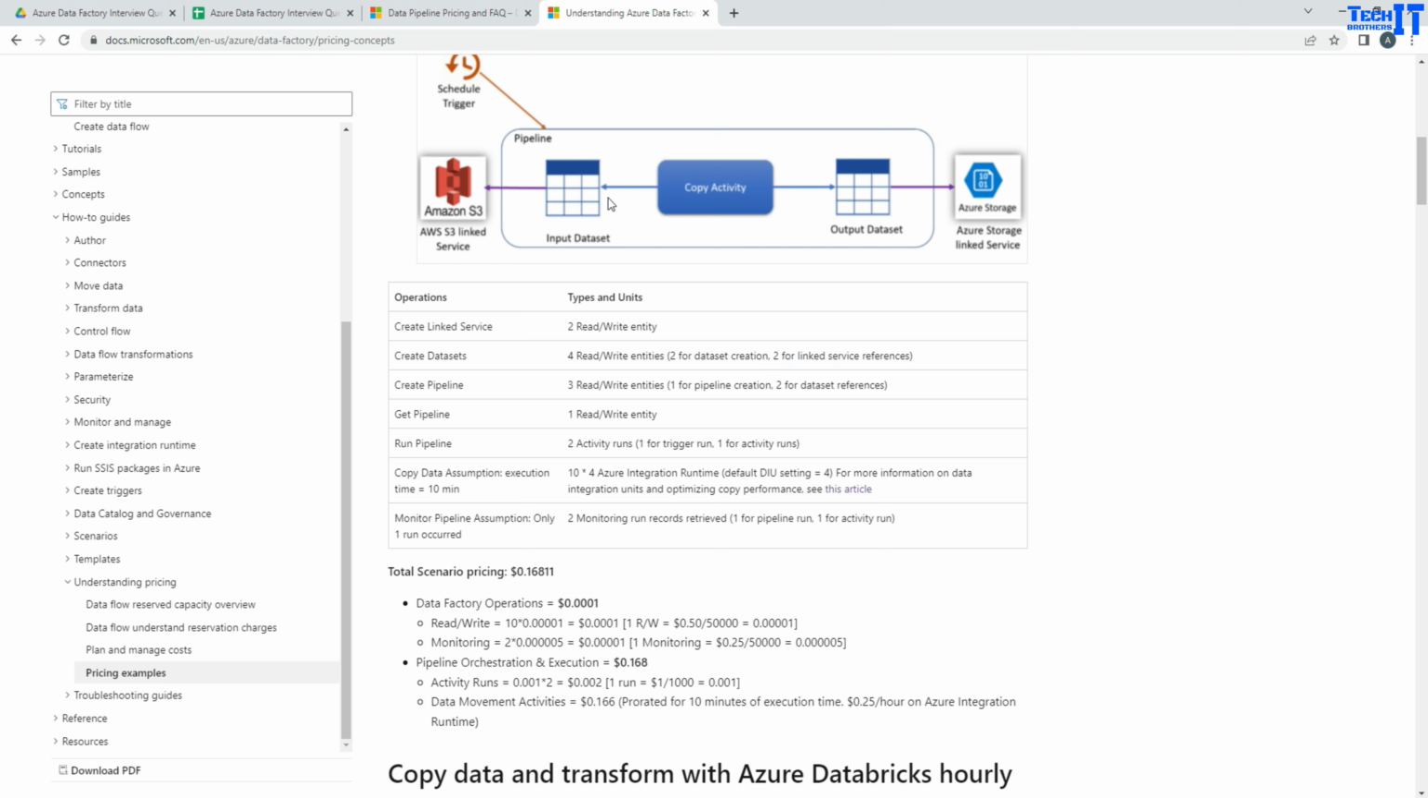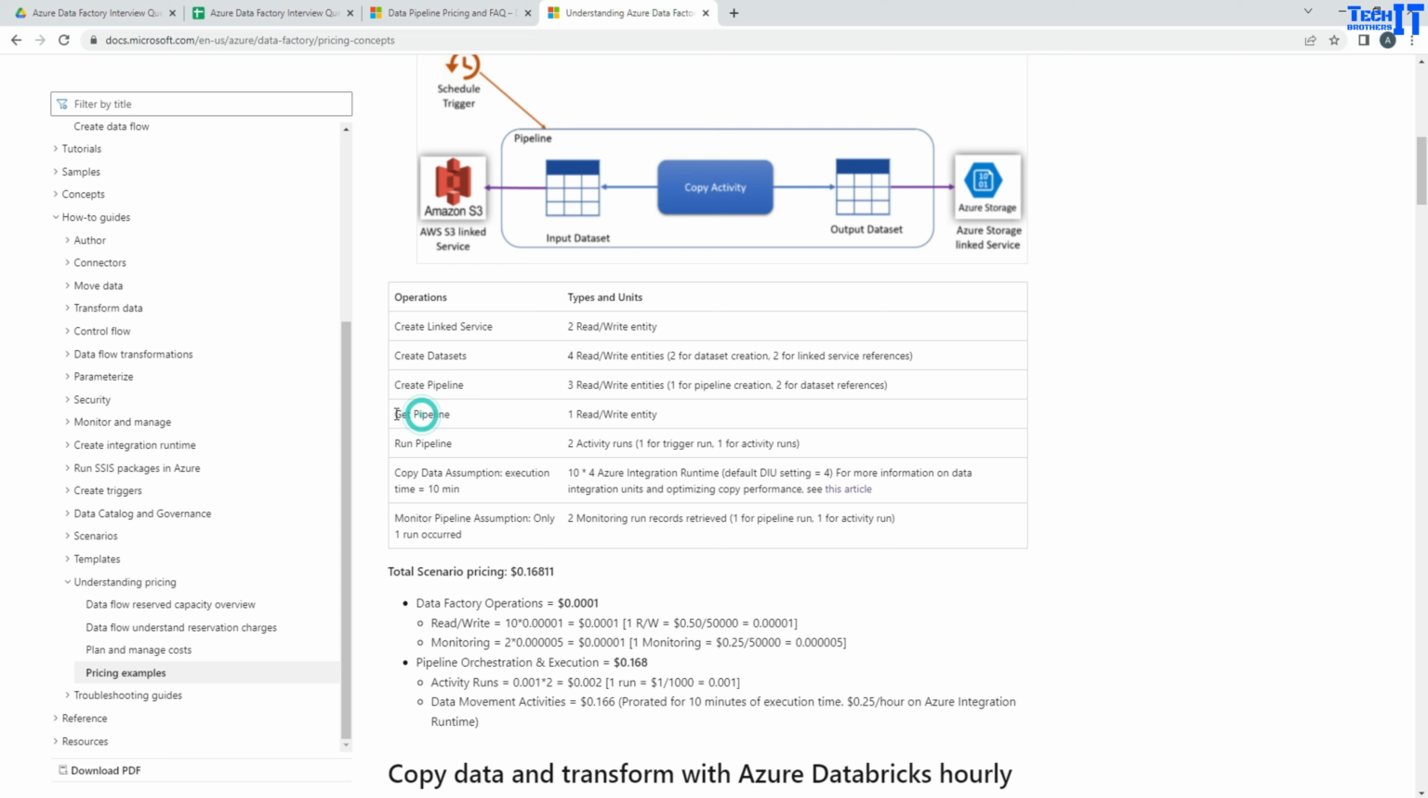So you see right there, this dataset is created here, this dataset is created, so there are 2 datasets and their references to our linked services. So there are 4 total entities. Now creating the pipeline will be considered as well. So there are a total of 3 read-write entities, 1 for pipeline creation and 2 for references for the datasets, because our pipeline is using 2 datasets, if you notice right there.